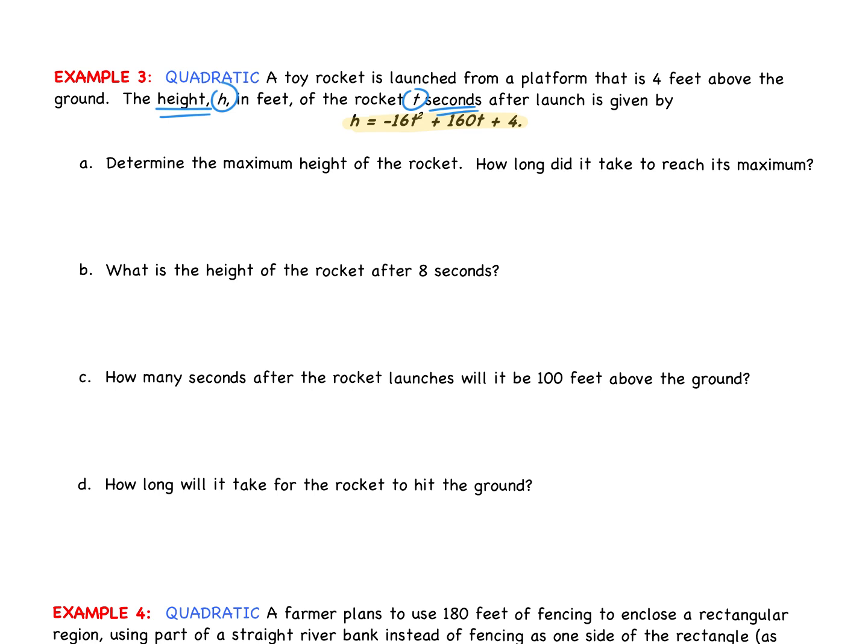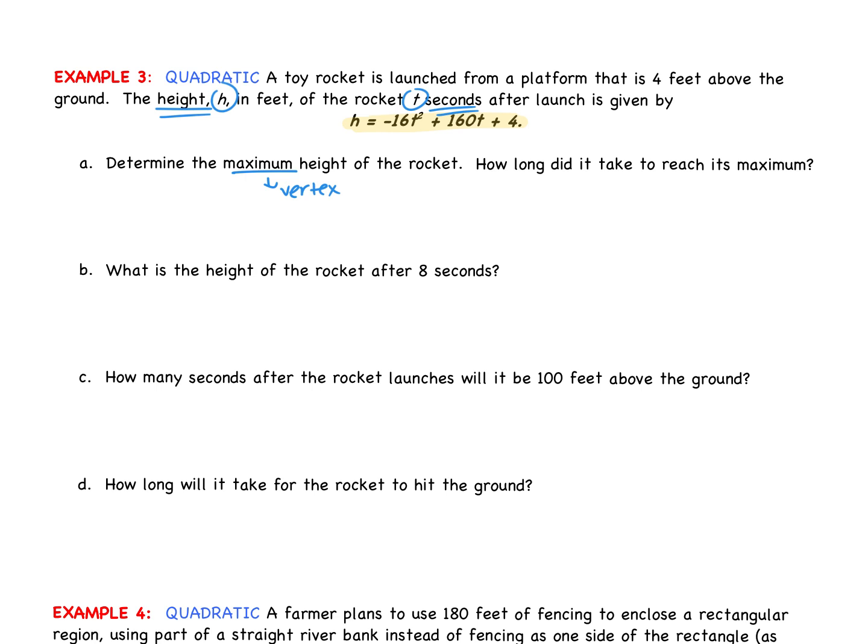So let's see what we can find. A, determine the maximum height of the rocket. How long does it take to reach its maximum? In A, we're being asked 2 things. The maximum height, and then how long. So there's 2 things that we need to find. Anytime you see the word maximum, you're being asked to find the vertex. This is quadratic because that t squared, it opens down because of the negative 16. That's why we have a maximum.